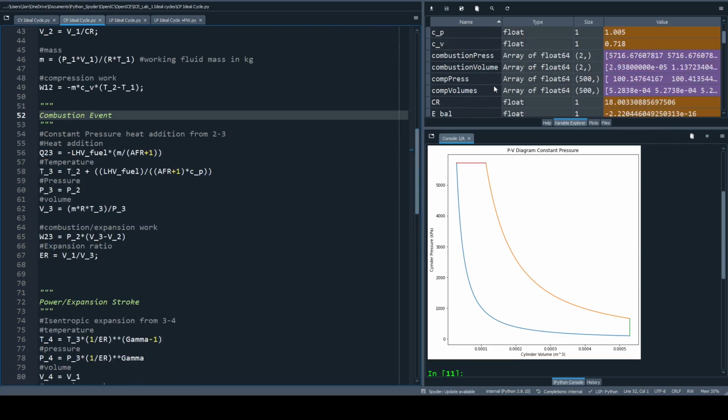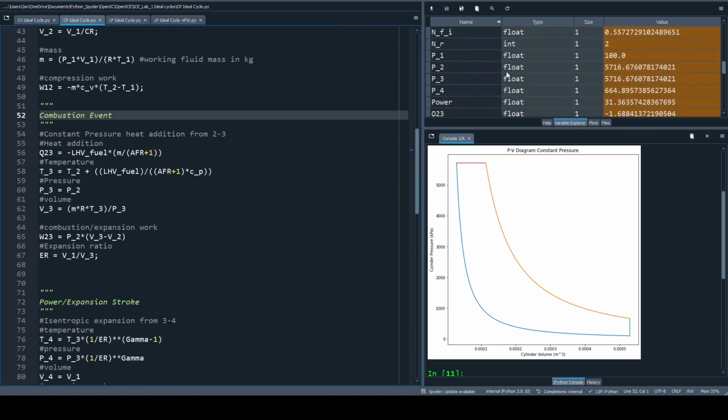So you can also take a look again at all the state variables. P2, P3 is remaining constant, but you will see our temperature is going to increase. Yep, T2, T3, big increase in temperature there during the fuel burn.